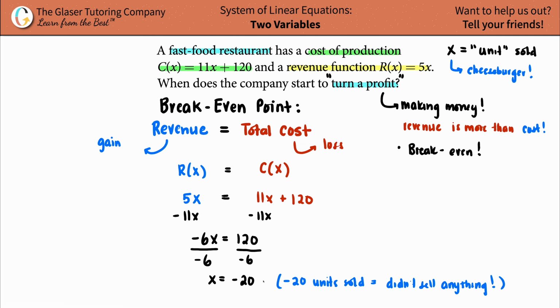But, yeah, I mean, negative 20, this doesn't really happen. You didn't really sell anything. You can't really sell negative 20 units. So in essence, when does this company start to turn a profit? The number's not matching up, right? Usually we would see a positive number like 5, which means you would sell 5 cheeseburgers, and then anything after 5, you're good to go. But it turns out that since this is a negative, this doesn't really exist.